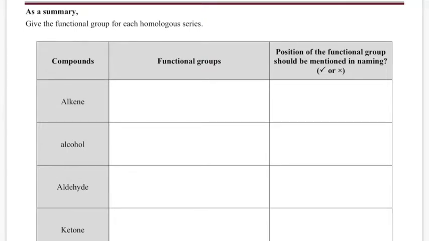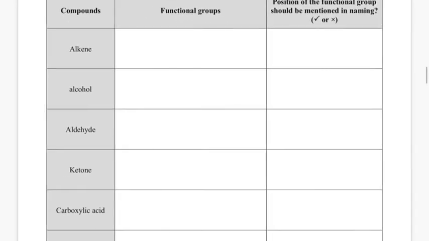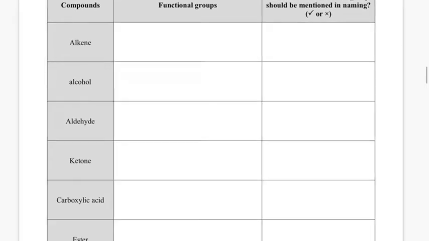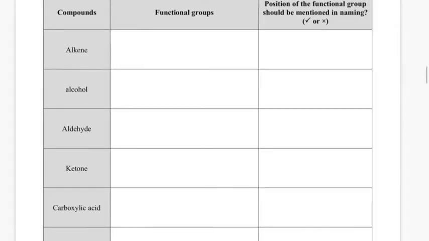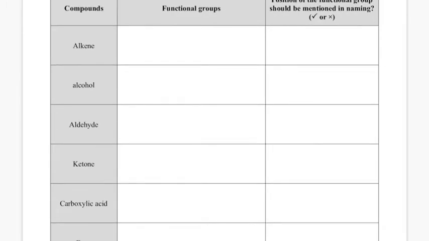Okay, first of all, let's discuss some of the parts that we need to pay attention to when we name those organic compounds. So here it lists out all types of organic compounds that we have learned so far. We have alkene, alcohol, aldehyde, ketone, carboxylic acid, and ester. Let's write out the functional group, and also whether it is necessary to mention the position of the functional group when we name that compound.